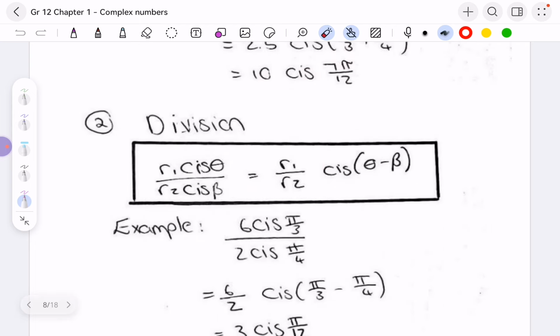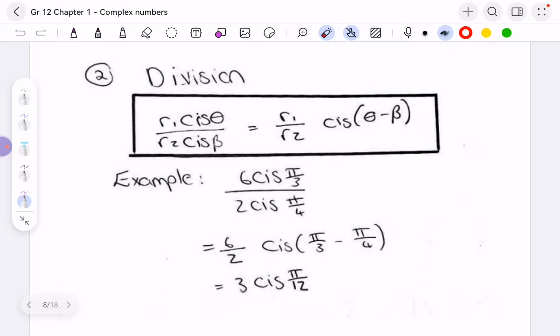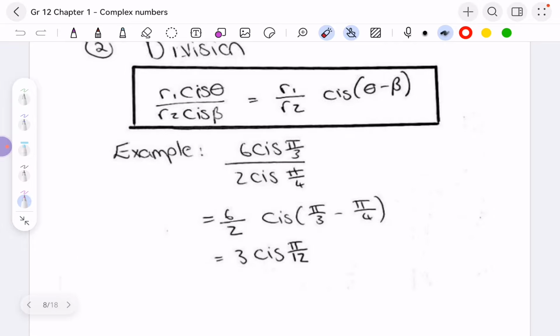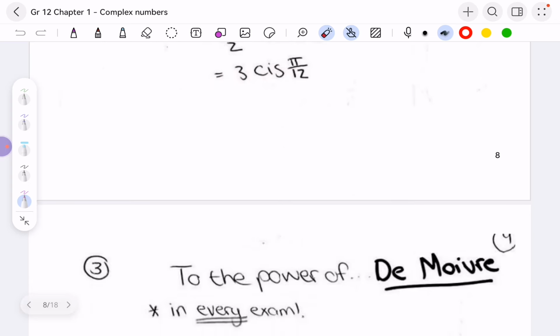If I go to division, my rule says I'm dividing the two r values, and I'm subtracting the angles from each other, top minus bottom. So in this case, 6 cis pi over 3 divided by 2 cis pi over 4, 6 divided by 2, that's going to be 3. And when I divide angles, I'm going to subtract top minus bottom. Your answer is going to be 3 cis pi over 12.